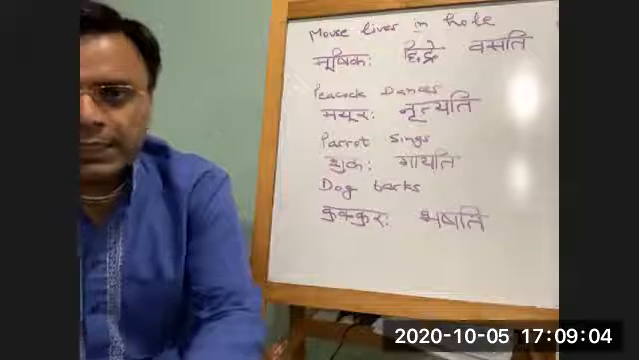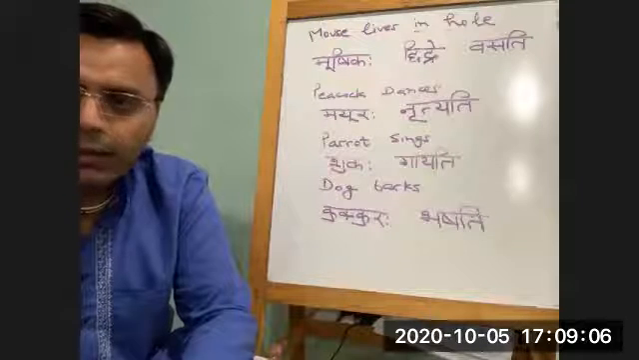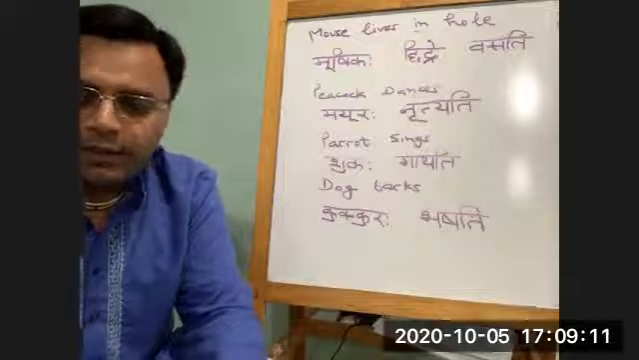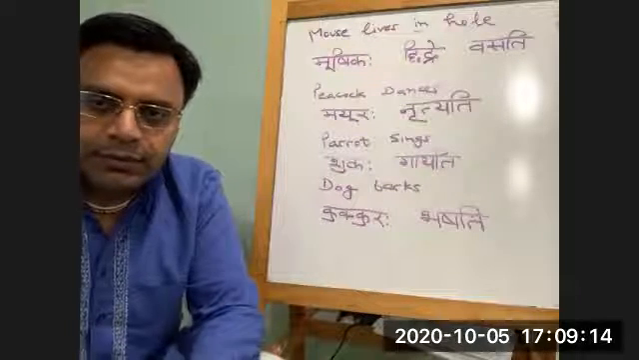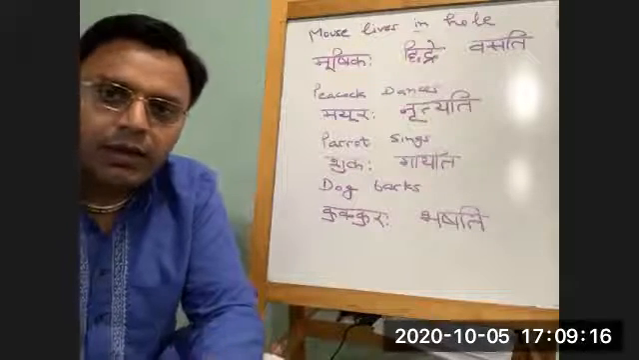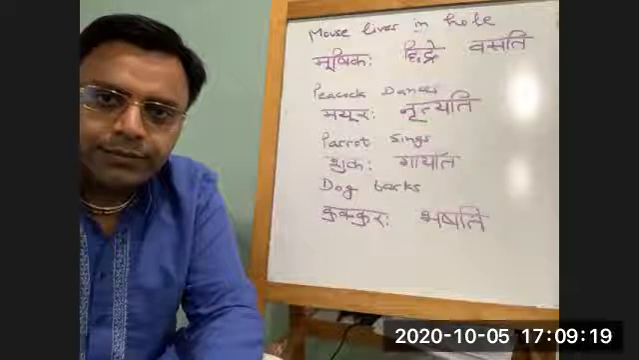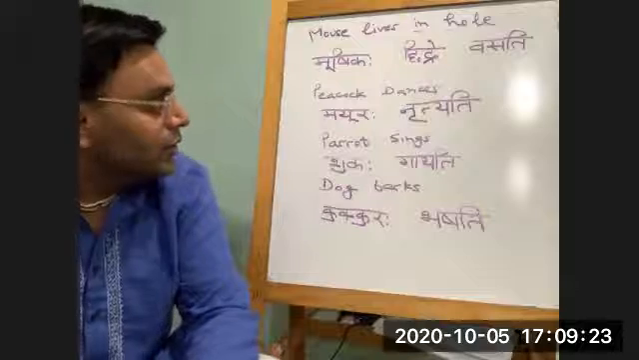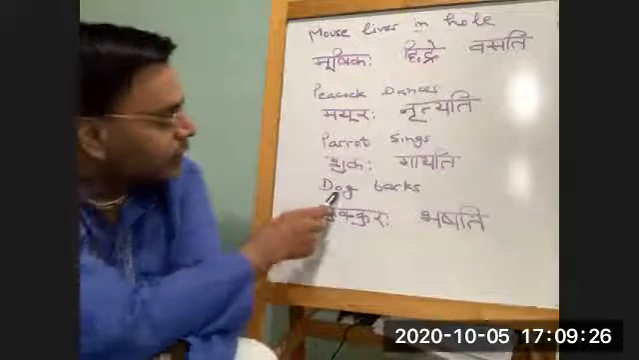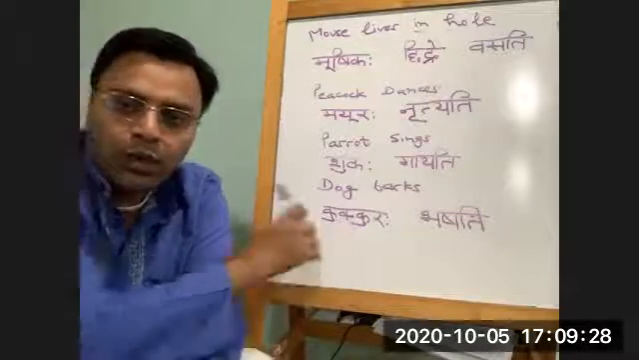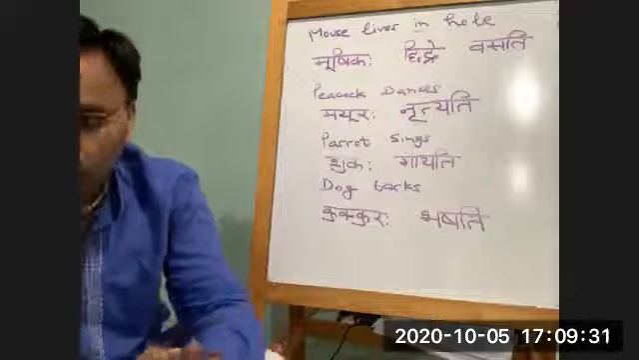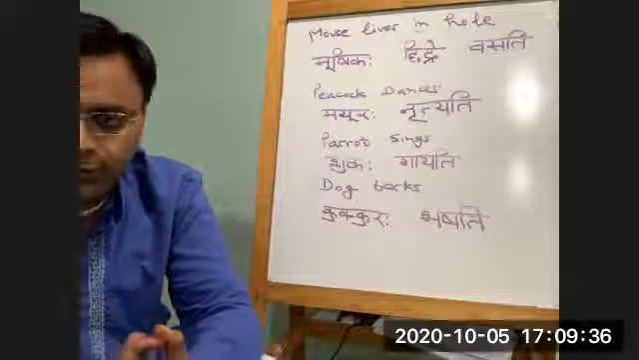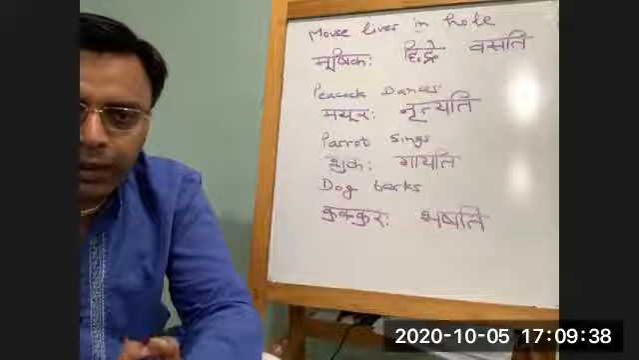So let's review or revise all the names of animals first, which we learned last time. Cat in Sanskrit is called Vidala, and a dog is called Kukura. So dog is written here also. There is another name also for dog, which is Sarmeya or Shwana.